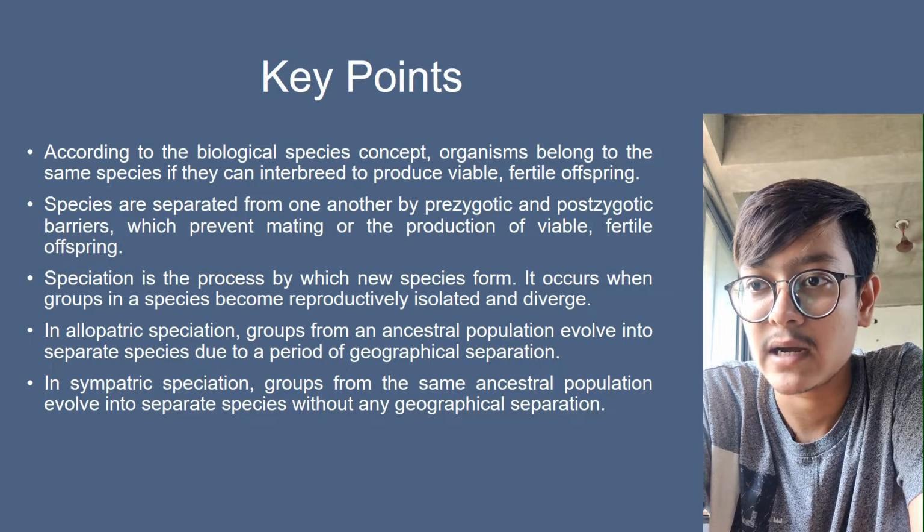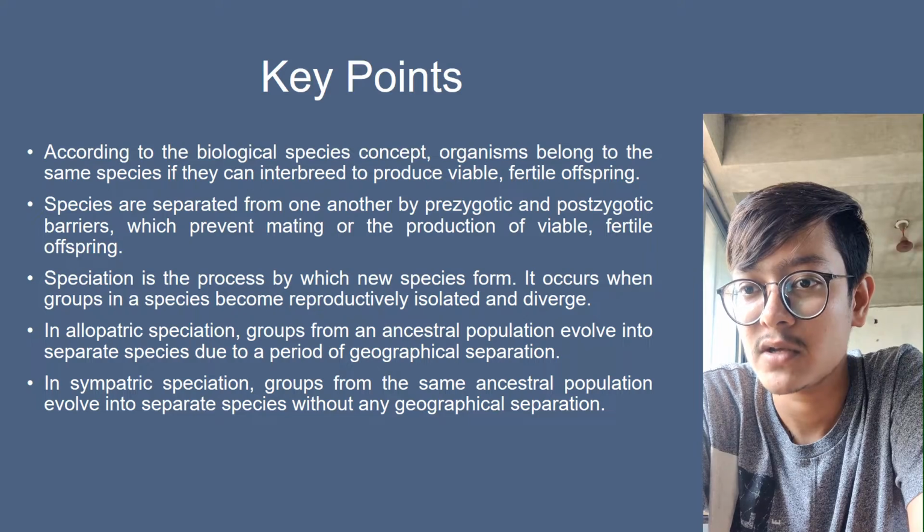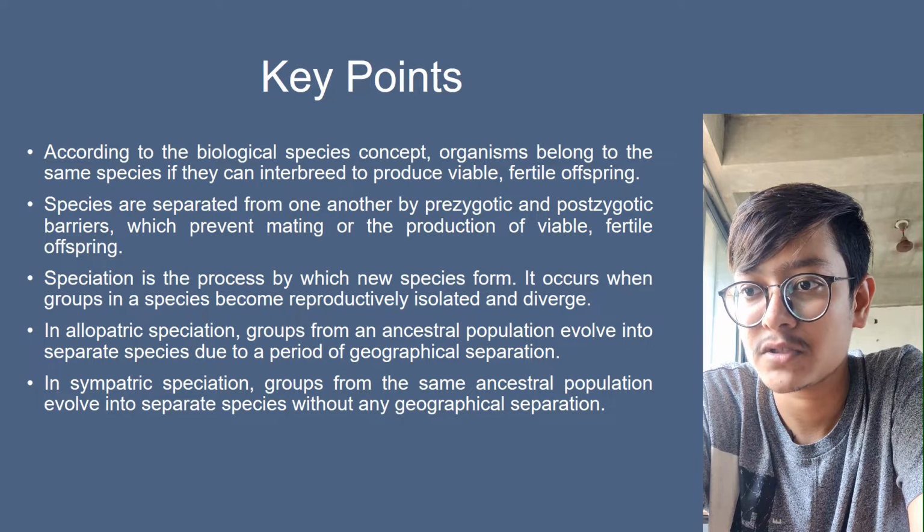Some key points regarding species and speciation. According to the biological species concept, organisms belong to the same species if they can interbreed to produce viable fertile offspring. Species are separated from one another by prezygotic and postzygotic barriers, which prevent mating or production of viable fertile offspring. Speciation is the process by which new species form.